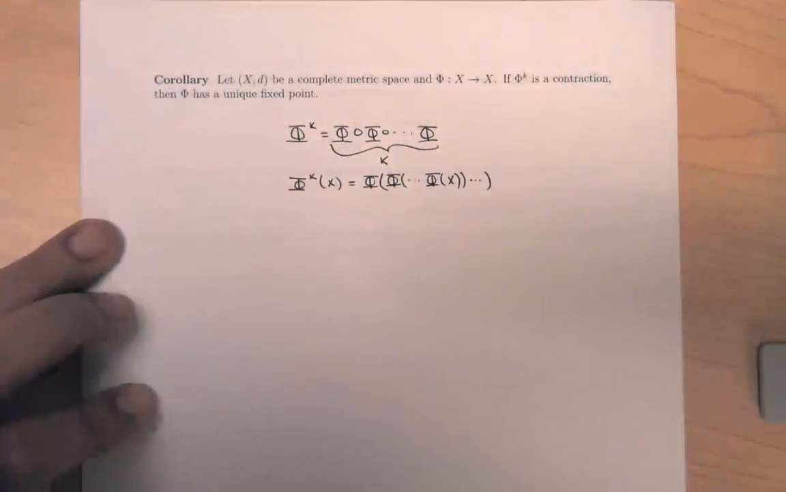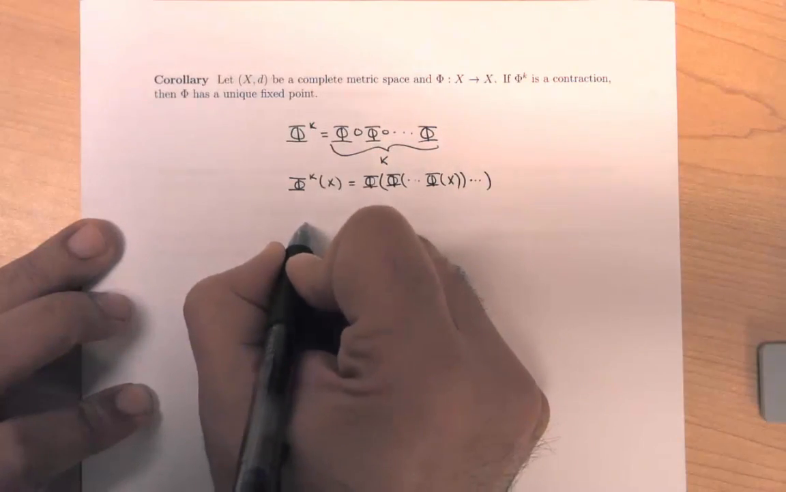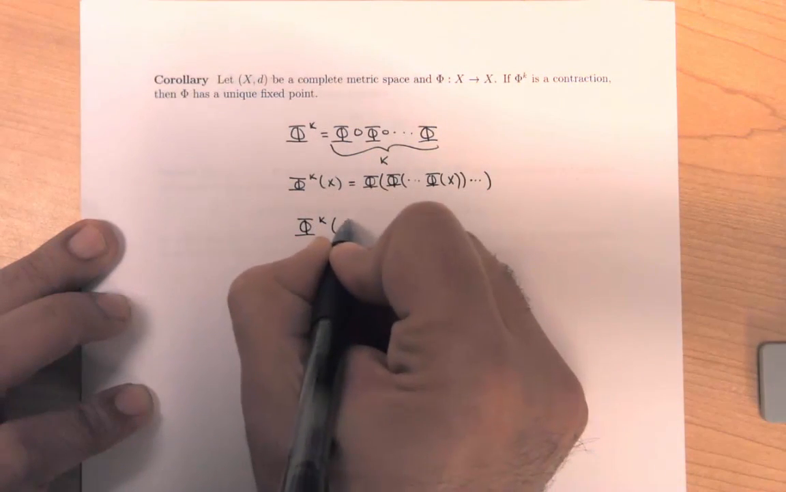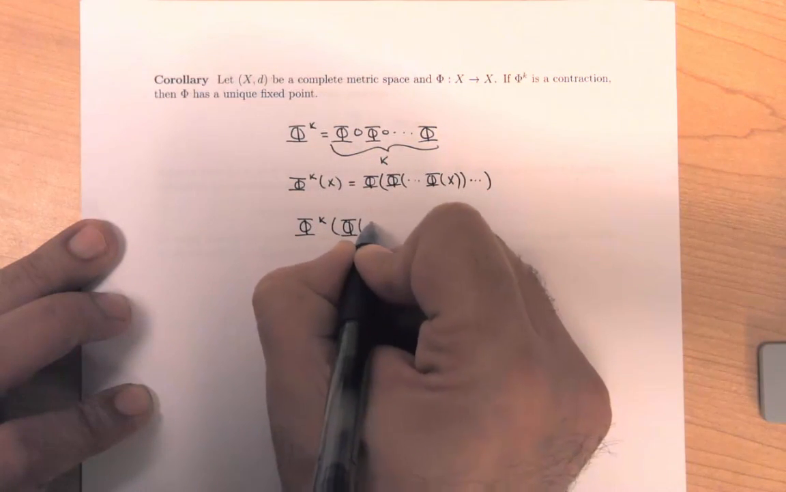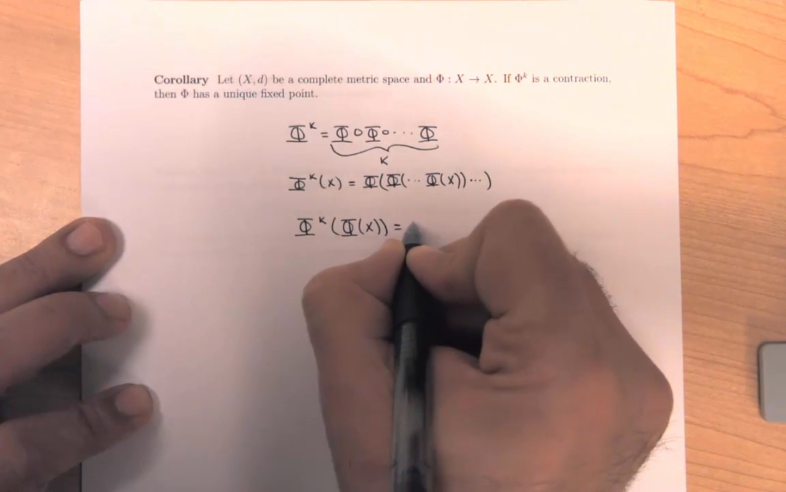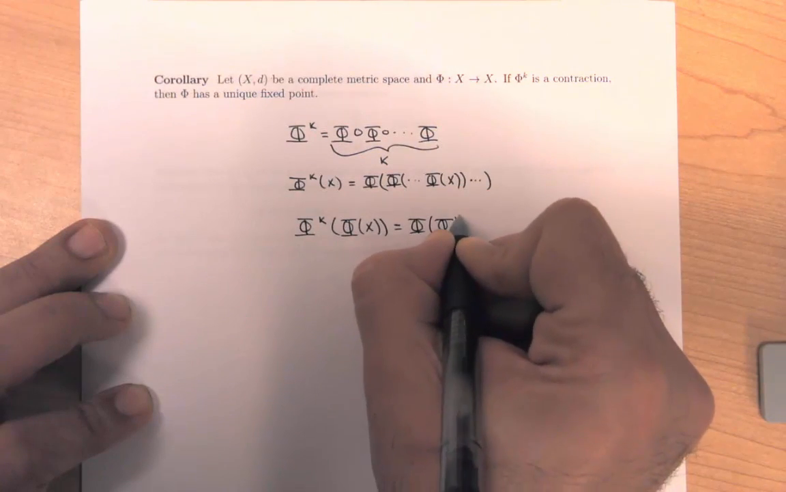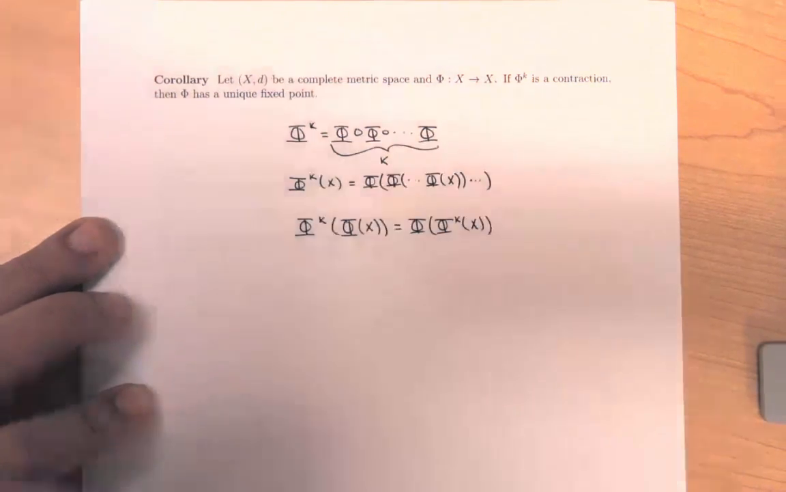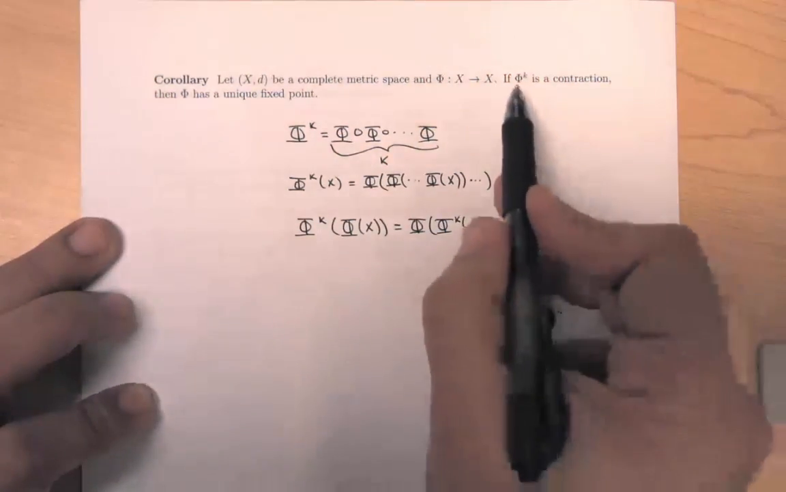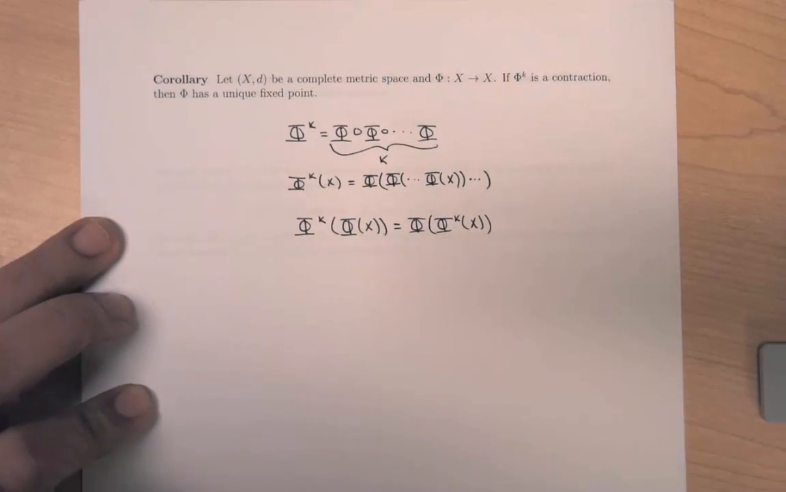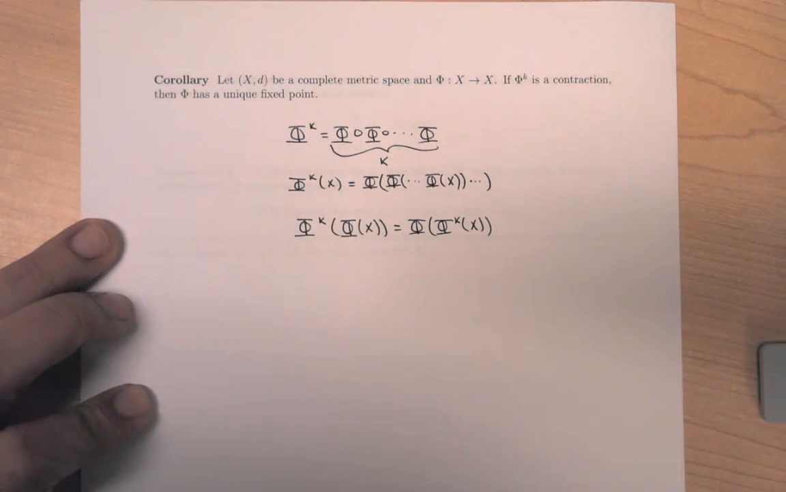So in order to get to the result, you might want to use this fact: that phi to the k applied to phi of x is the same as phi of phi to the k of x. Now, of course, because phi to the k is a contraction, it has a fixed point. And you're not too far off from showing that phi itself has a fixed point. I'll let you take it from here. I have faith in you.